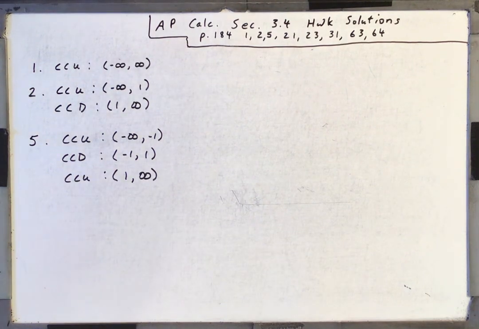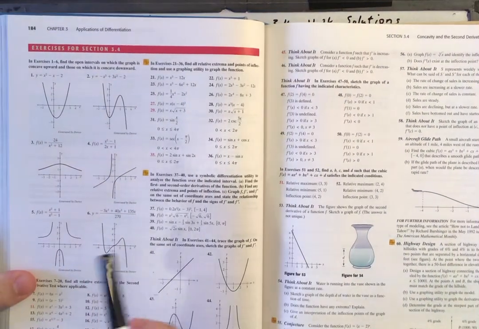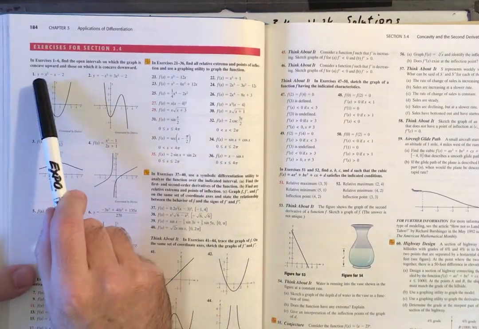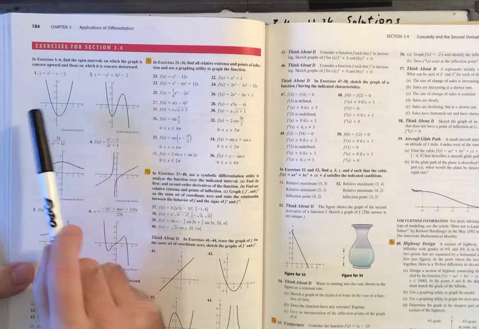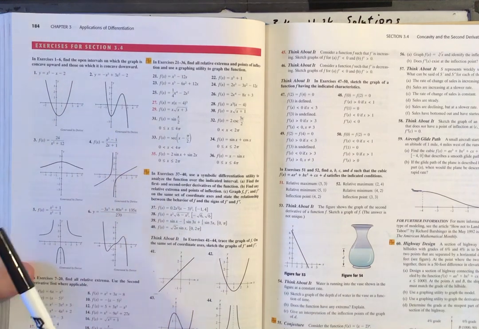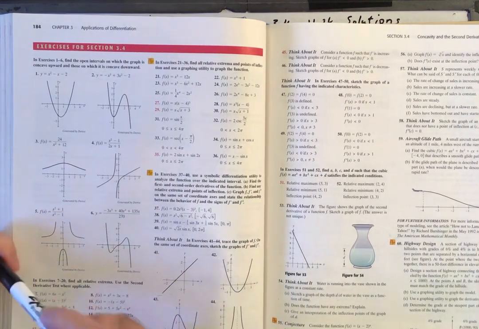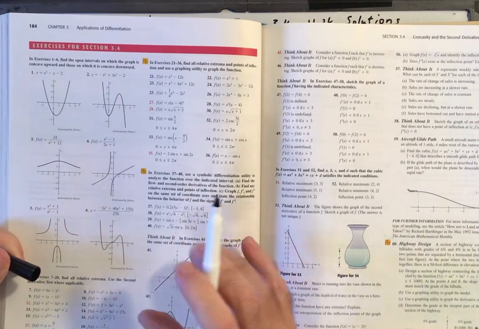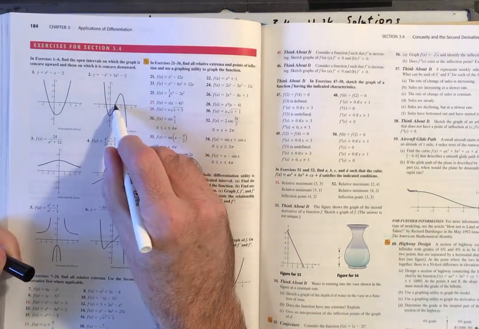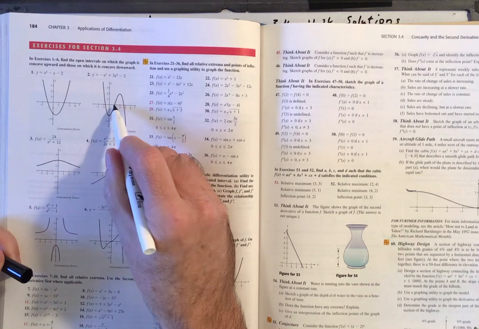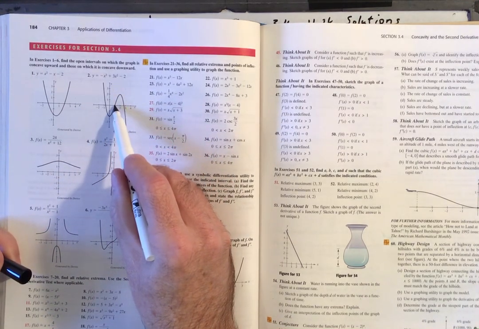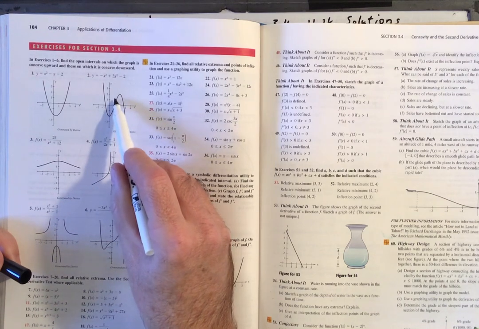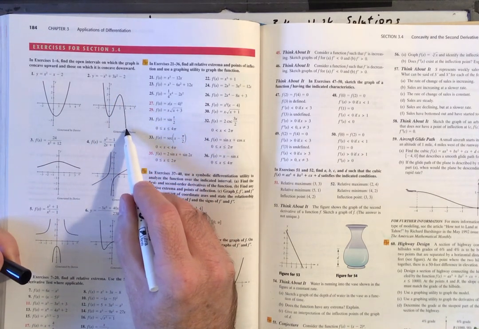Alright, so I'm going to bring the book into view for 1, 2, and 5. So number 1, it is concave up the entire graph. From negative infinity to infinity, it's concave up. Number 2, just looking at the graph, it looks like you have an inflection point about right here at x equals 1. So it would be concave up from negative infinity to 1, and then concave down from 1 to infinity.